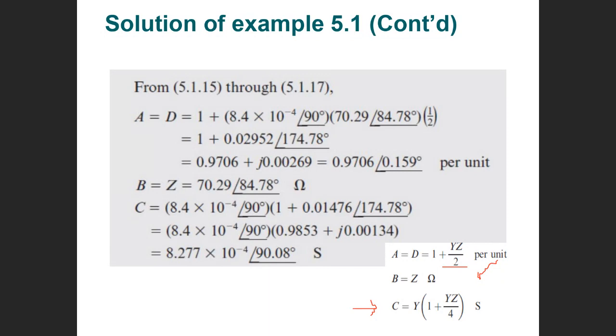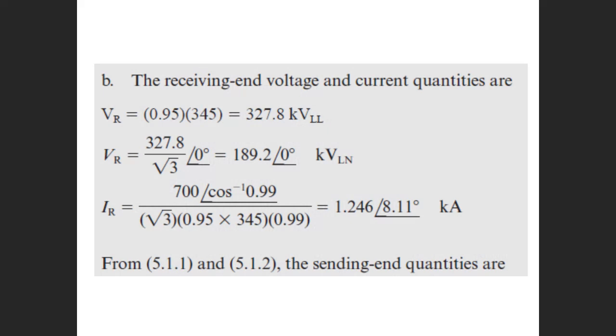That's for the ABCD. And then what we want to find, we want to solve the receiving end. Of course, the receiving end is given 345, operating at 0.95, and it comes via line to line, of course. If you want line to neutral, just divide by square root of 3, and this will give you a value of line to neutral. You put this as 0 here, so we started from here. So this is our reference. Any angle now, you are comparing it with the receiving end.